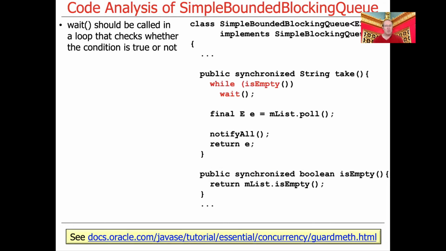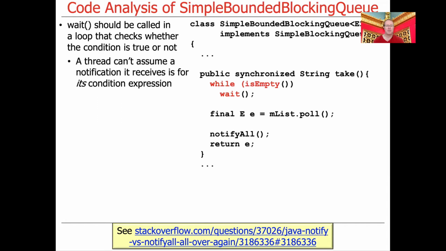Now, something else that's important to remember, and this is almost always universally true, wait should always be called in a loop that checks whether the condition is true or not. And that's, again, because of the inherent non-determinism of concurrency and some other things having to do with so-called spurious wake-ups that we'll talk about in a second.